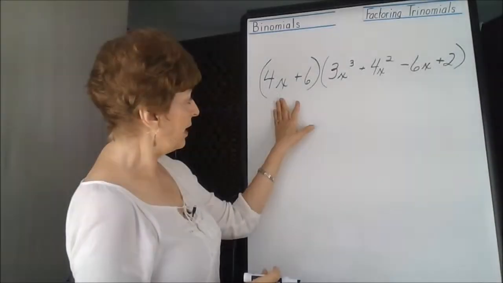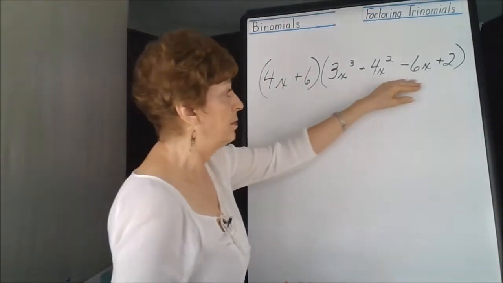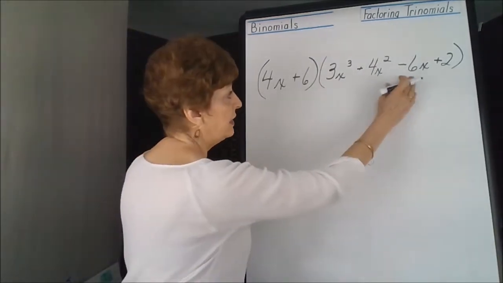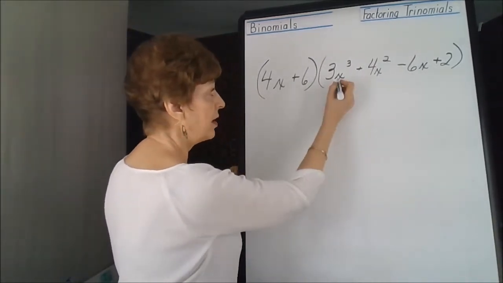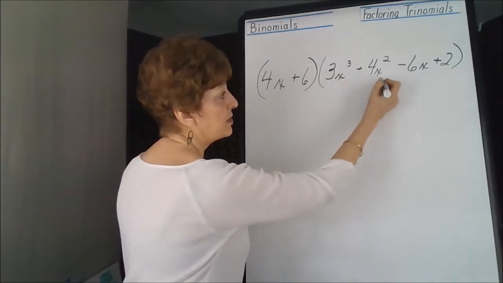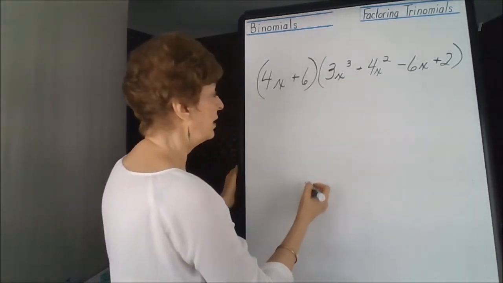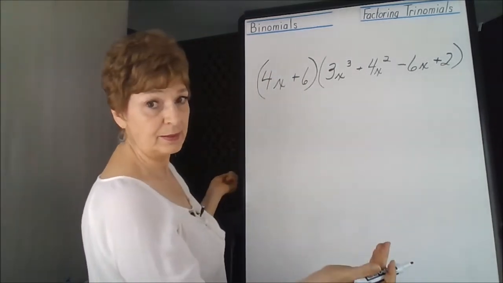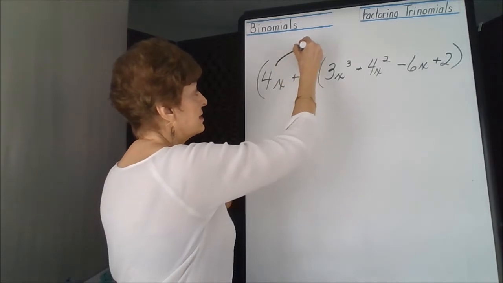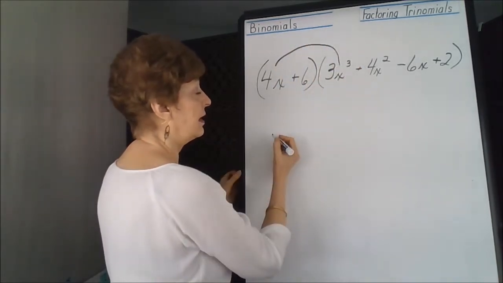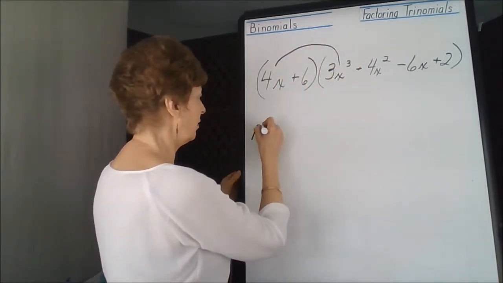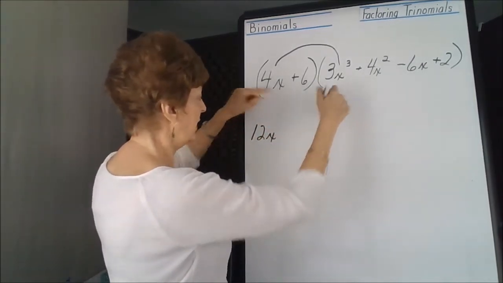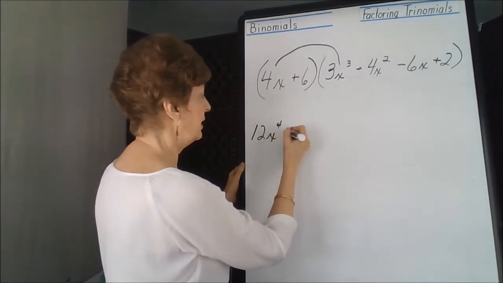Let's say we were multiplying a binomial times this polynomial. There are 4 distinct pieces here, and the labels are x cubed, x squared, x, and just the plain number. So if I were to take this situation, which is a fairly complicated problem, 4x times 3x cubed would be 12x to the 4th.